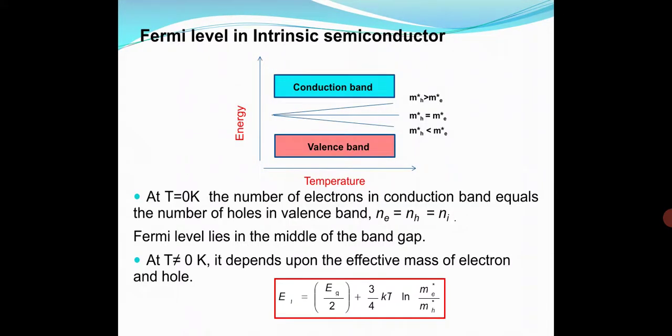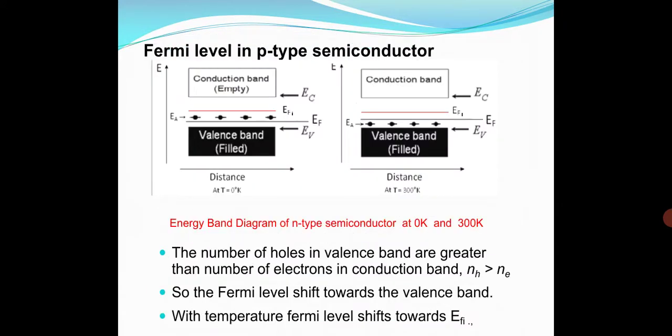Now, the Fermi level in an intrinsic semiconductor. At 0 degrees Kelvin, the number of electrons in the conduction band equals the number of holes in the valence band, so it lies exactly at the center. But as the temperature rises, the effective masses of electrons and holes change, and according to that, the Fermi energy level will change.